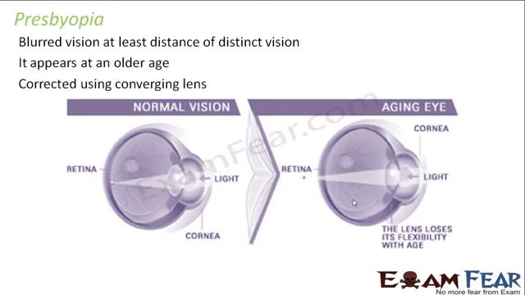How can you correct it? This can also be corrected using a converging lens, because in this case also the image is not formed exactly on the retina. So if you want the image to be formed on the retina, you can use a converging lens, because the eye lens which is already present in the eye is a converging lens, and this defect arises when that lens loses its flexibility. So you need to use another converging lens to correct this defect.